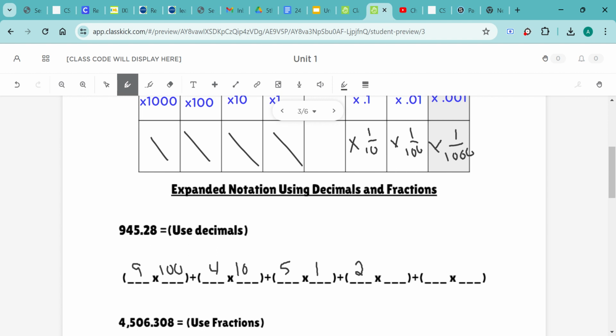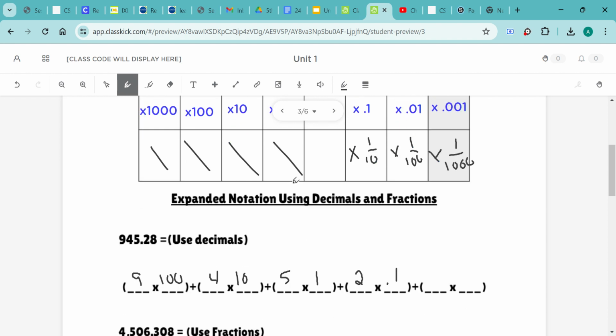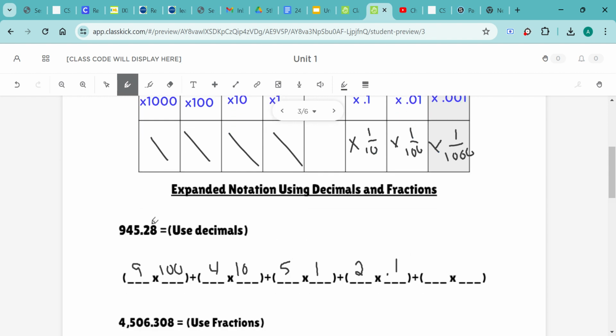Well, since we're doing decimals, I'm going to write 0.1. That's how you write a tenth. And if you would like, maybe these numbers up here will help you. Okay, now I'm going to do the same thing with the 8. I'm going to multiply that by 100th because the 8 is the digit, and it's in the hundredths place value. Well, how do I write 100th? It would be 0.01. Okay, so I just wrote 945 and 28 hundredths in expanded notation.